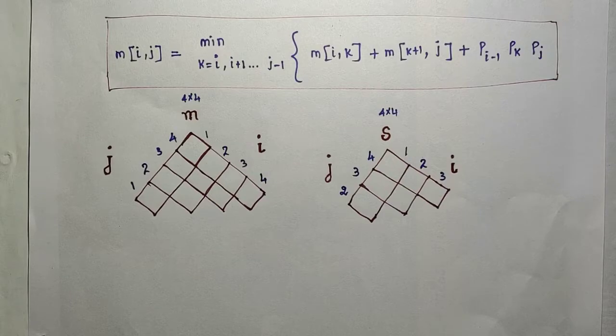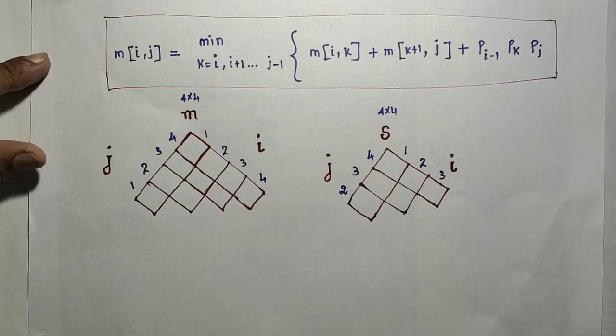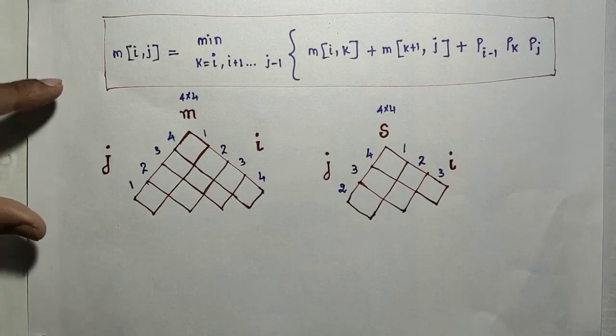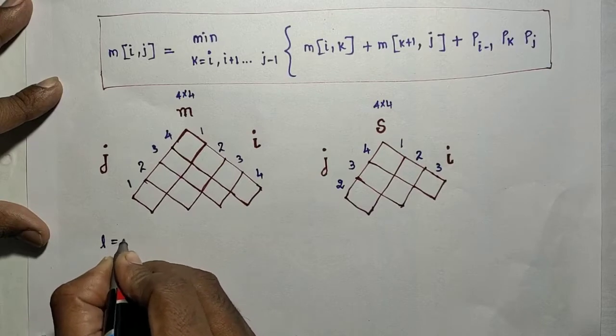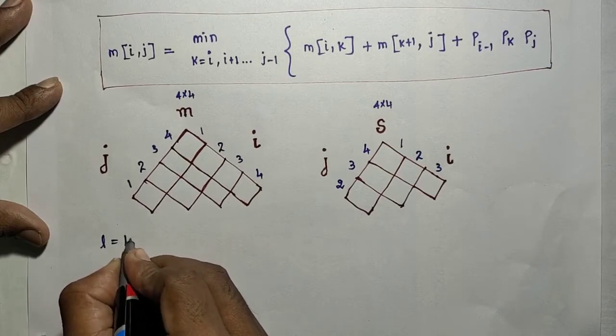But as per the dynamic programming approach, we need to solve the problems with sub-problems of smaller sizes. Smaller sizes means when the number of matrices equal to 1, that is length equal to 1, length equal to 2, length equal to 3. Then we have to come to length equal to 4. Like that we are going to solve. So let us start with length equal to 1.